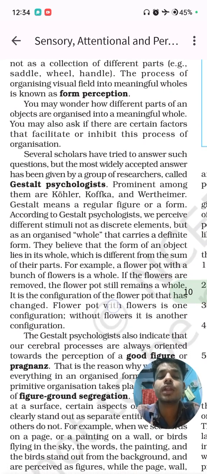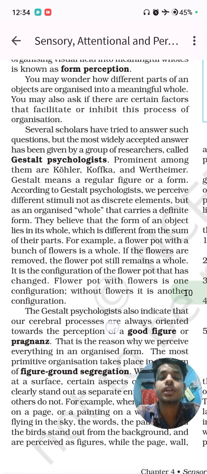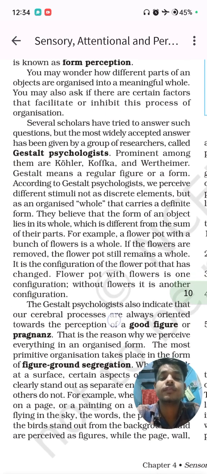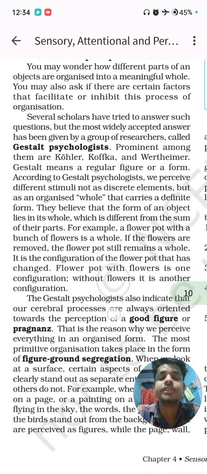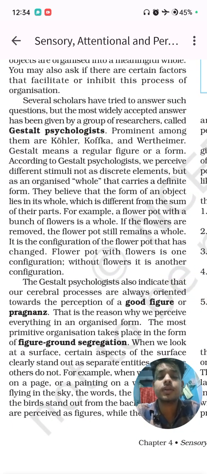You may wonder how different parts of an object are organized into a meaningful whole. You may also ask if there are certain factors that facilitate or inhibit this process of organization. Several scholars have tried to answer such questions, but the most widely accepted answer has been given by a group of researchers called the Gestalt psychologists. Prominent among them are Kohler, Koffka, and Wertheimer.